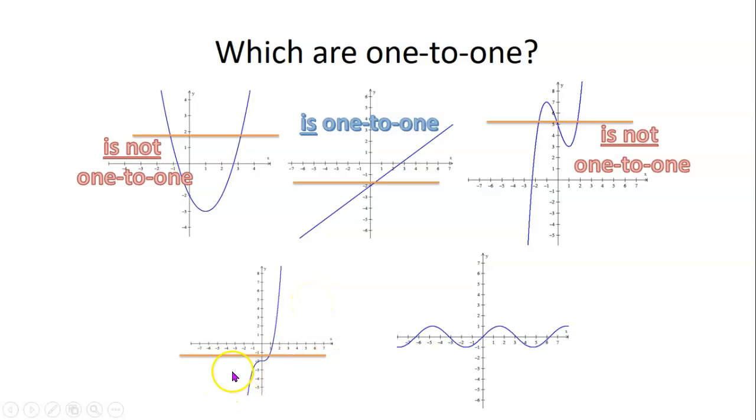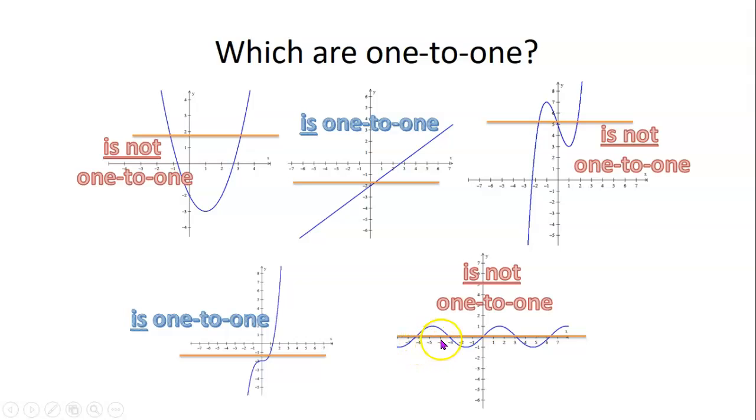What about something like this? Any horizontal line only touches it once. It's maybe a little hard to tell right around here, but really, if you zoom in enough, any horizontal line is really only going to intersect this graph at one point. So that means it is one-to-one. And what about this? Not one-to-one. A horizontal line can touch the graph at a bunch of different points here.